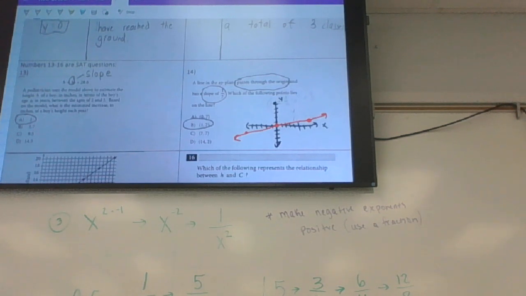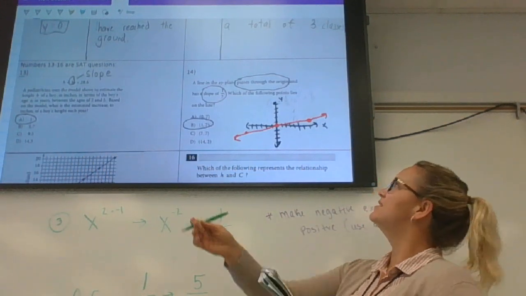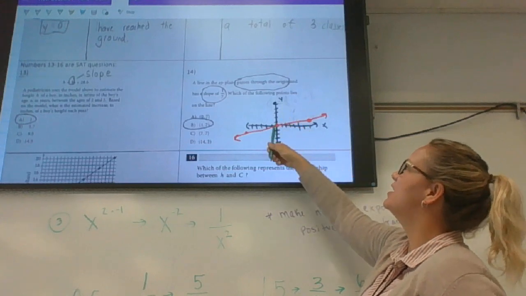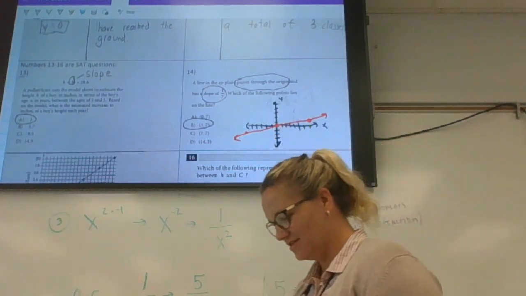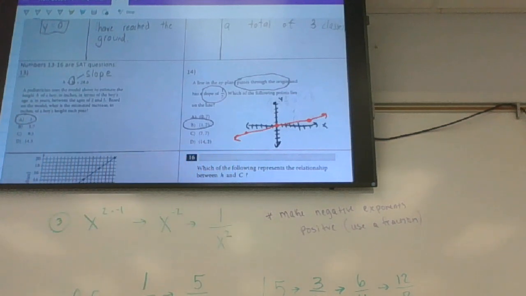Wait, why can't it be 1 column? 7 over 1. Why can't it be 7 or 1 over 7? 1/7's up here. It doesn't go up 7 over 1. It goes up 1 over 7. Wait, I'm so confused about this. So that means I go up 1 over 7. Yeah, she just said up 1 over 7.